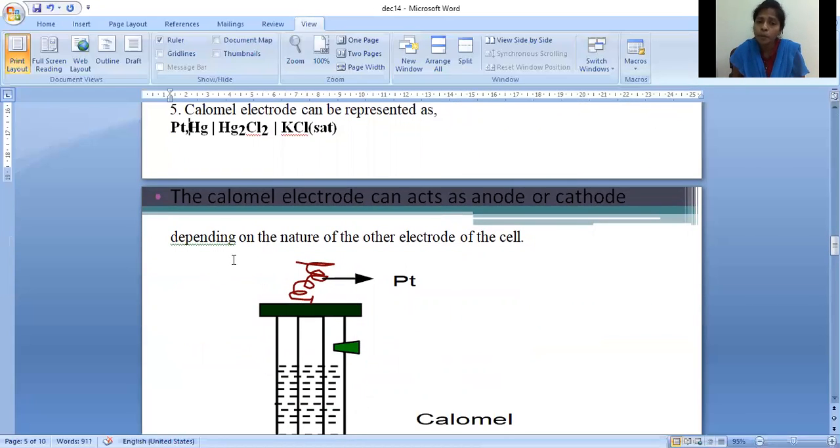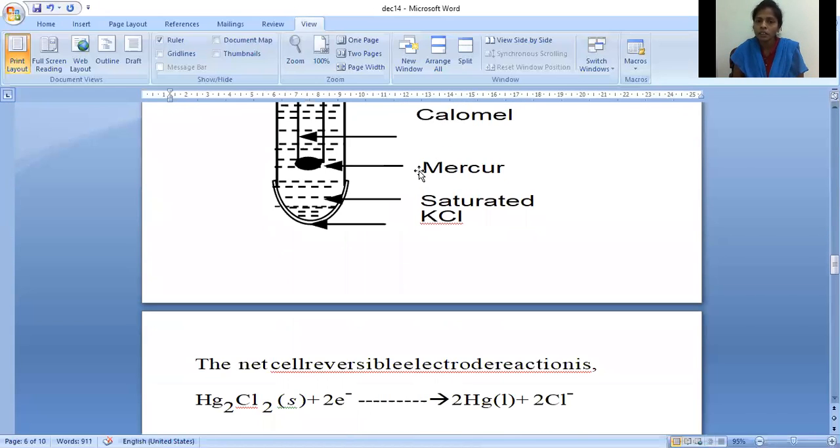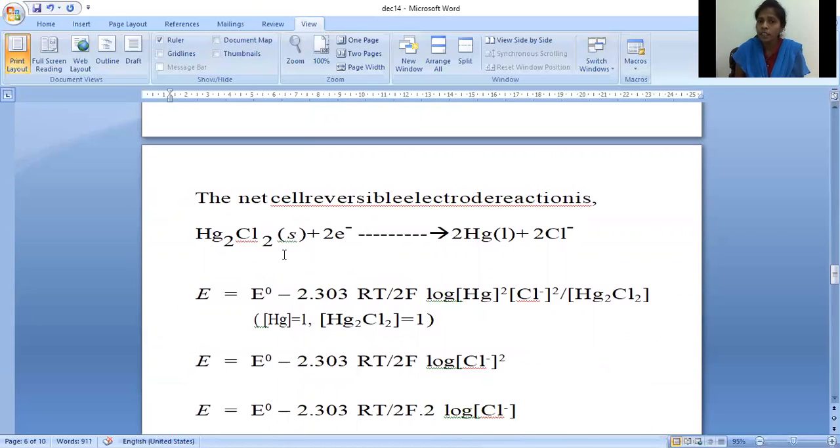So now, depending on the nature of the other electrode of the cell, the calomel electrode can act as anode or cathode. So now we are writing the reaction here for the reduction reaction. So we are assuming it is acting as a cathode. So we are writing the reaction for the reduction. So this is the reduction reaction.